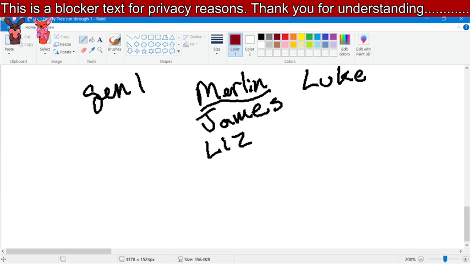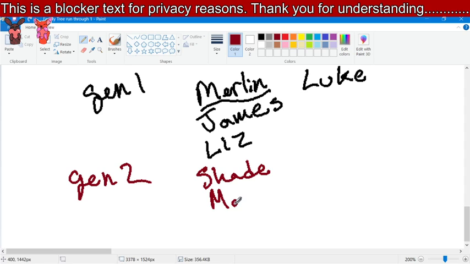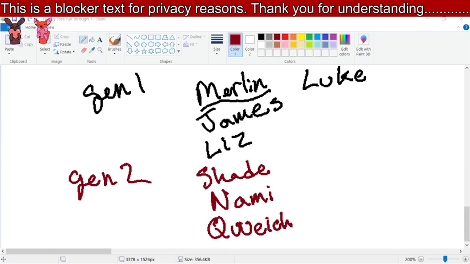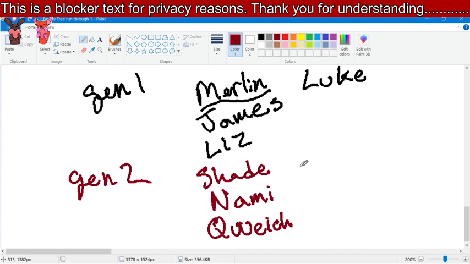And then we have our Gen 2s, which began with Shade or Shadow. Then it went into Nami. That's totally an N. Who later showed up, and then that developed into Quitch. I'm going to pause this real quick. And then from Quitch, I believe the next one after that was Lily, actually. And then the very last one to fully show themselves and acknowledge their existence was Daybreaker.